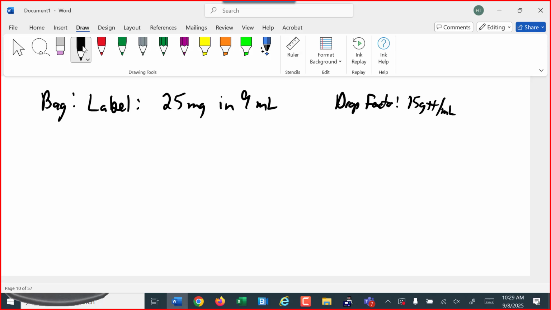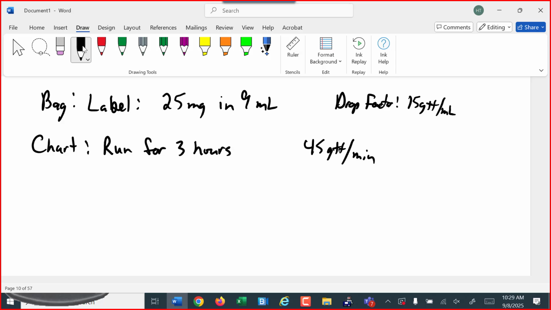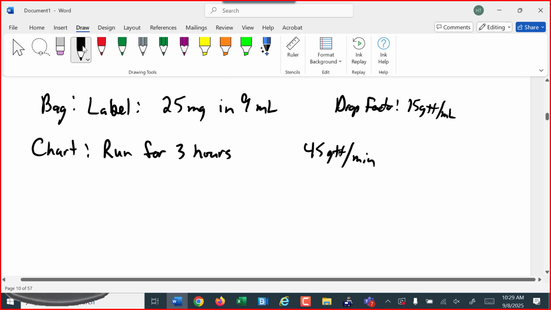We are running the chart. It says to run for 3 hours at a setting of 45 drops per minute. So again, here we have a lot of different places we could start. We're looking for an amount of volume. So we're looking, actually not a volume, we're looking for milligrams.